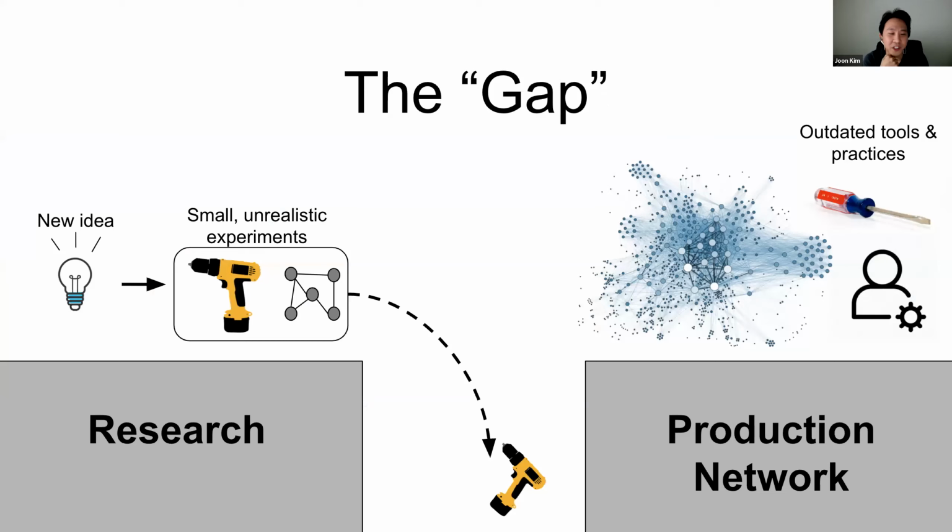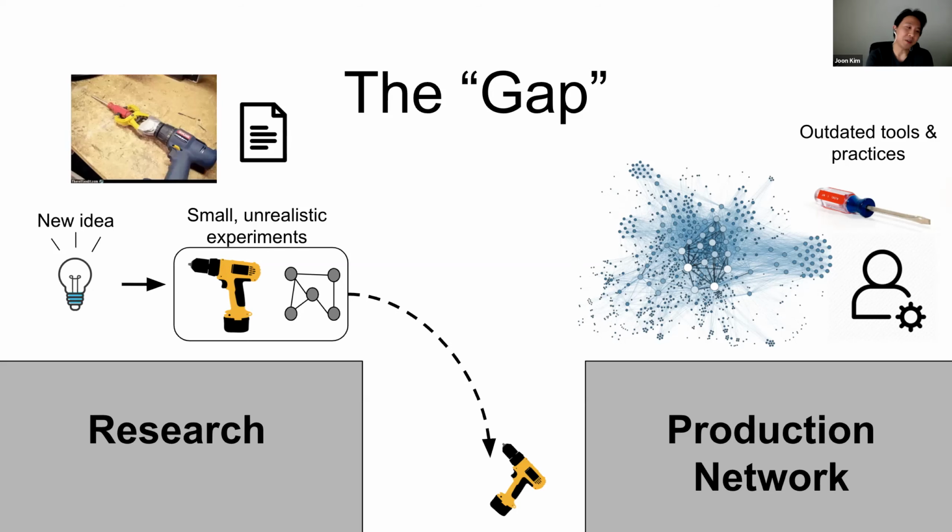Why did we start this initiative? It's because we identified a big gap between research and production network. And I'm sure everyone is quite aware of this. Let's say a researcher came up with a new idea. Usually it's tested with small and unrealistic experiments, but it can still be a good idea. But the shame is that it rarely gets a chance to be deployed on the production network. Meanwhile, the operator is very busy maintaining and troubleshooting the real network using outdated tools and practices. So this is a known issue.